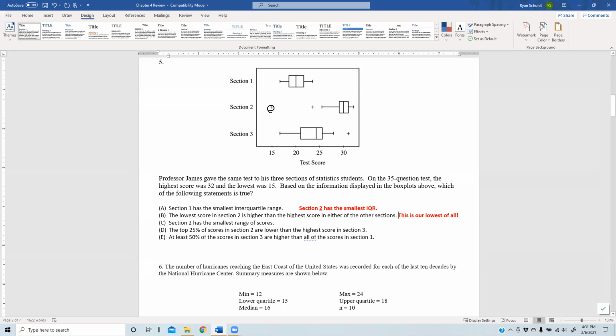Section 2 has the smallest range of scores. Again, Section 2 has the largest range. So it's got the lowest score and it has the highest score. So no, it's got the largest range.